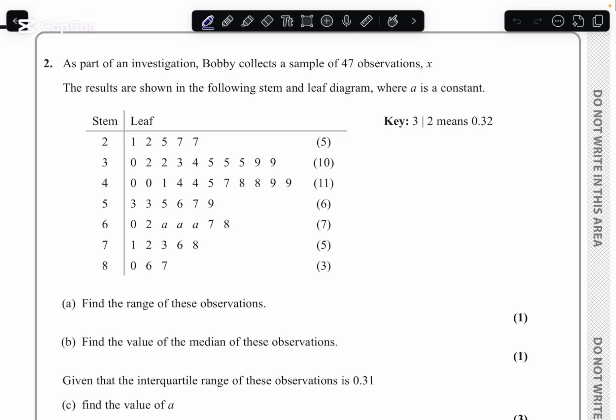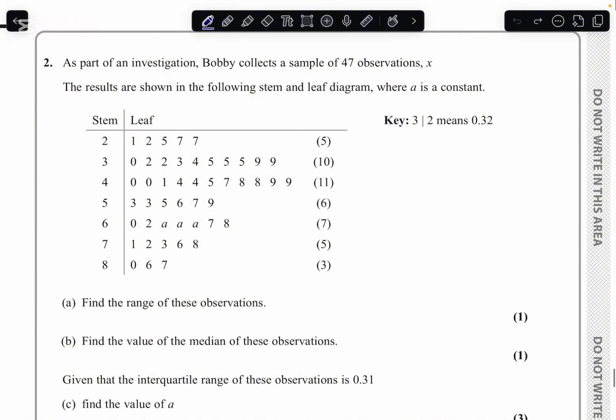Question 2 of the January 2025 S1 paper says, as part of an investigation, Bobby collects a sample of 47 observations. The results are shown in the following stem and leaf diagram where A is a constant. We are given a key that says that 3 | 2 means 0.32. In part A, we need to find the range of these observations.